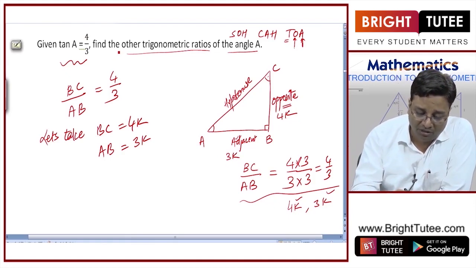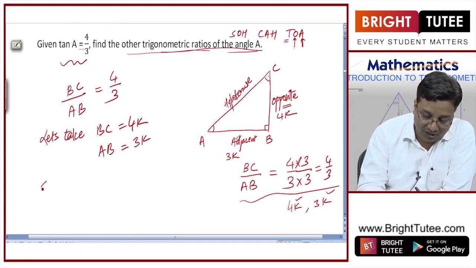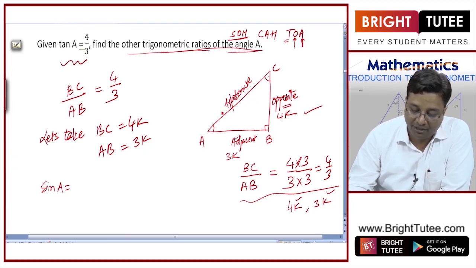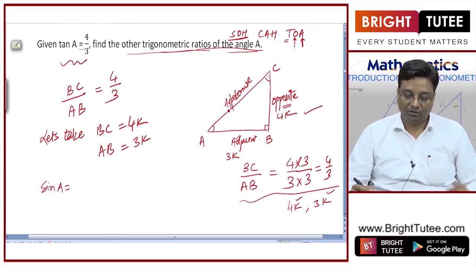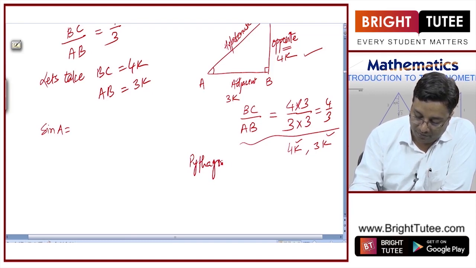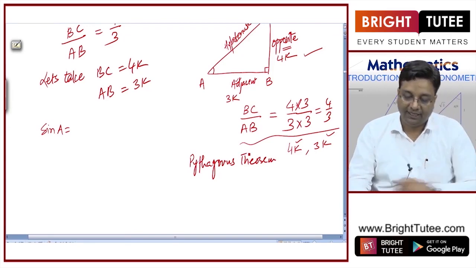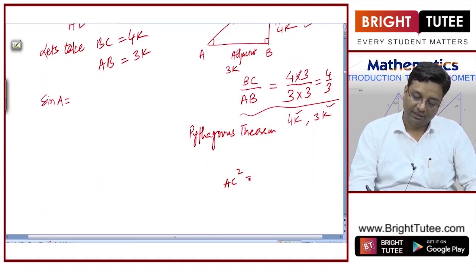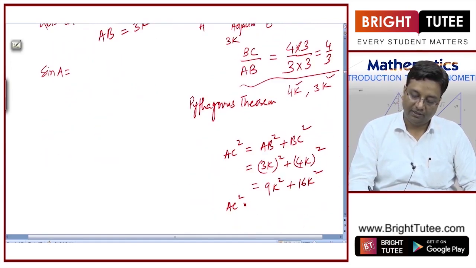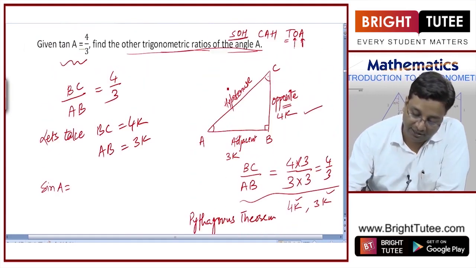Now, the job is very simple. We need to find other trigonometric ratios for angle A. So, what is sine of A? It is opposite upon hypotenuse. So, opposite side is 4k, but hypotenuse is still not available, right? So, how can you find the hypotenuse? This is a right angle triangle, so you can just apply the Pythagoras theorem. So, by applying Pythagoras theorem, we can say AC squared is equal to AB square plus BC square. What is AB square? 3k whole square. And what is BC square? 4k whole square. So, this will give me 9k square and 16k square. So, AC square is equal to 25k square, hence AC is equal to 5k, right? So, this side is 5k.